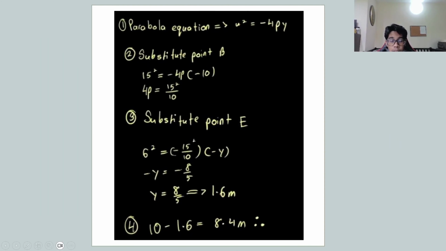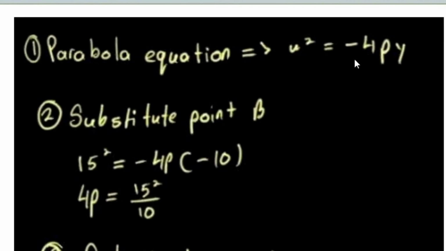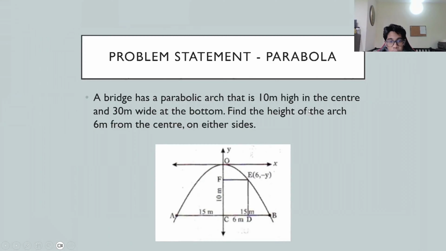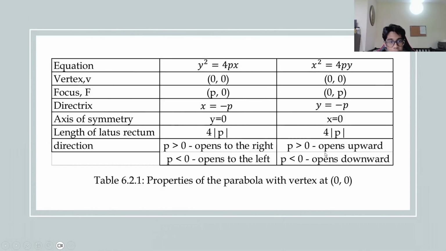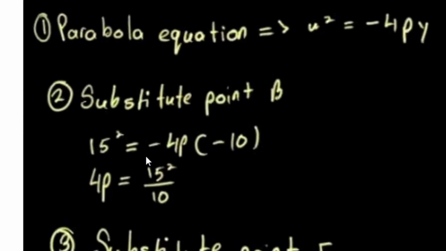Since we've identified the equation of the parabola for this question, which is x squared equals negative 4py, we can substitute point B, which is right here. The x is 15, while the y is negative 10 since it is below the x-axis. So we'll put in 15 squared equals negative 4p times negative 10. In the end, we'll end up with 4p equals 15 squared over 10. The main reason we're doing this is to find the value of 4p.